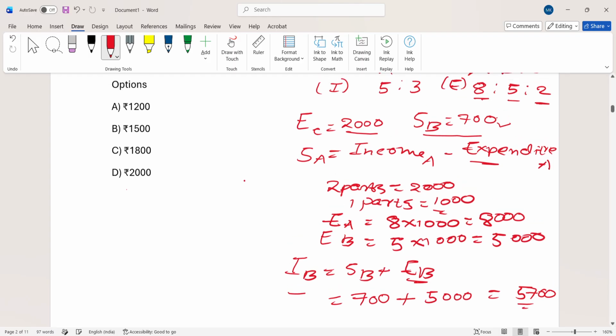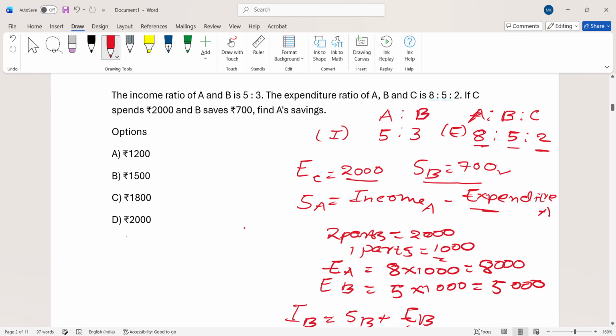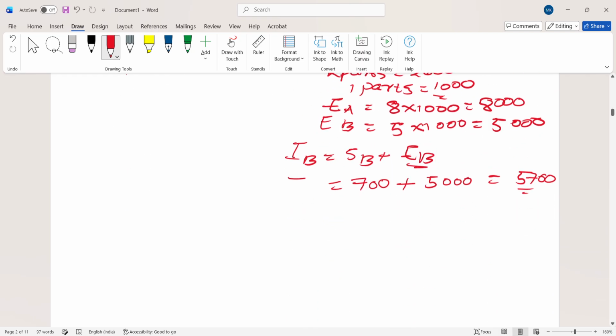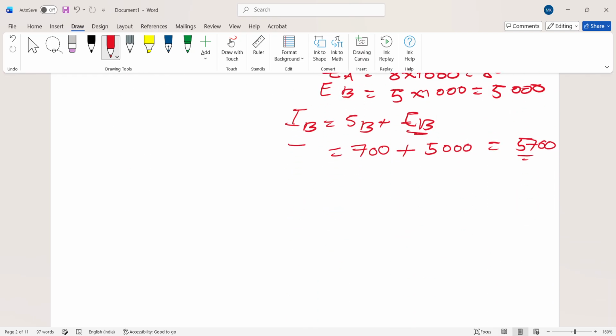Can you tell me how many parts are there for income? Here you have 3 parts. So 3 parts become 5700. Can I find one part? Very simple. See, 3 parts is equal to how much? 3 parts is equal to 5700.